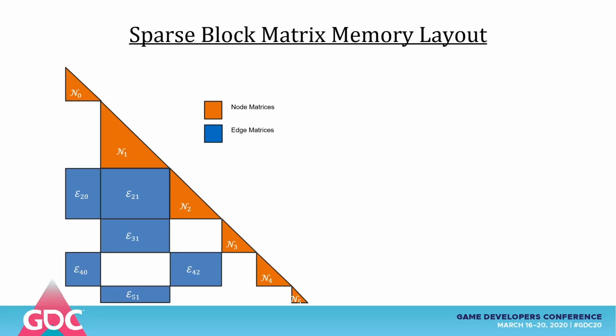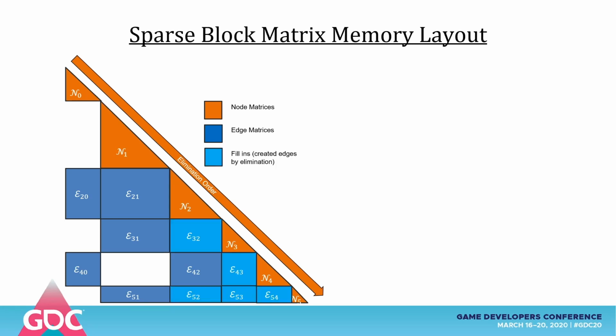With a graph elimination in hand, let's go back to our sparse matrix. Since it is symmetric, we only store the blocks on and below the diagonal. The node matrices on the diagonal are in the pivot sequence order, and the edge matrices appear below the diagonal, also in the edge sequence order.